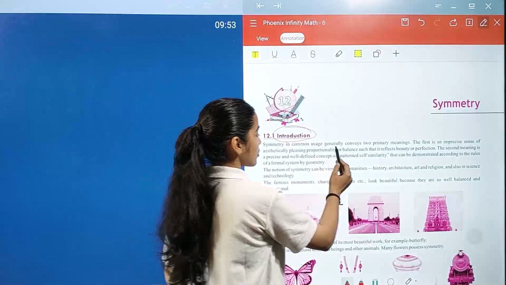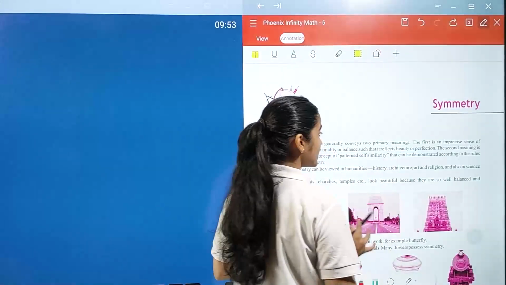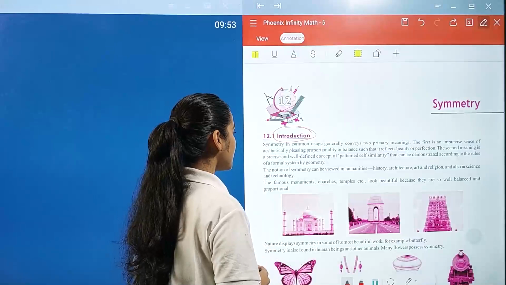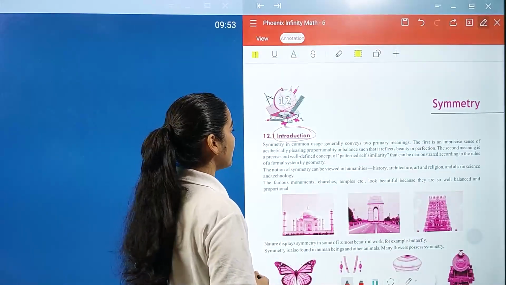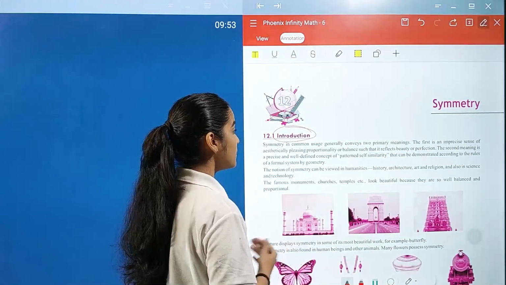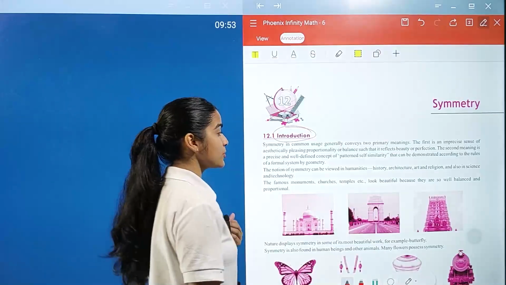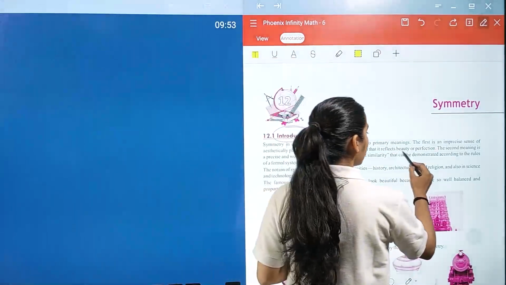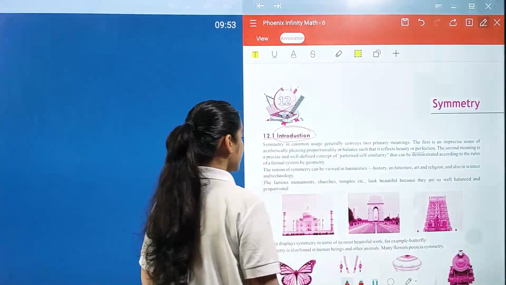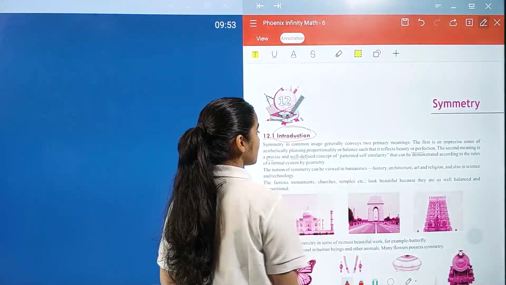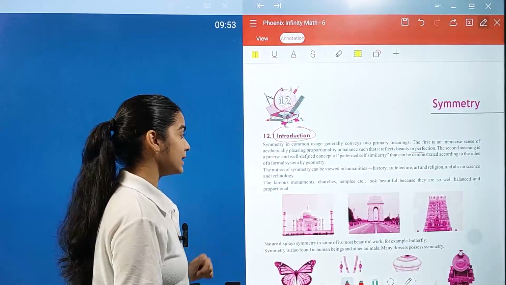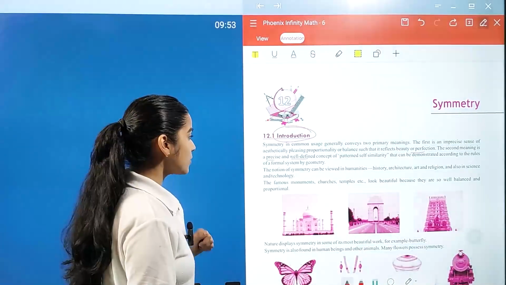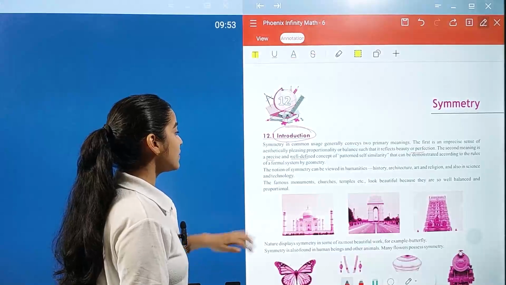Symmetry in common use generally conveys two primary meanings. The first is an imprecise sense of aesthetically pleasing proportionality or balance, such that it reflects beauty or perfection. The second meaning is a precise and well-defined concept of pattern self-similarity that can be demonstrated according to the rules of the formal system of geometry.